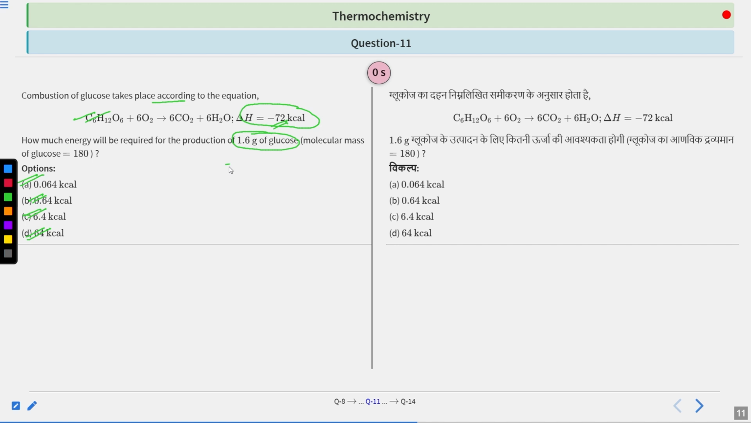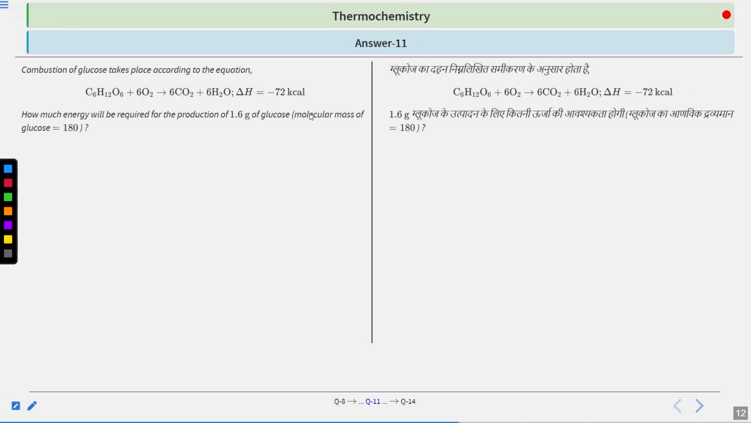Okay, so I hope you have solved it. Now let us move to the solution part. So what was the question? The question was saying that you are already given the combustion equation for C6H12O6, which is glucose, and the molar enthalpy of combustion is also given, which is minus 72 kilocalorie. Because it is not mentioned here per mole, don't get a wrong idea that it is not per mole, because the equation is of per mole.